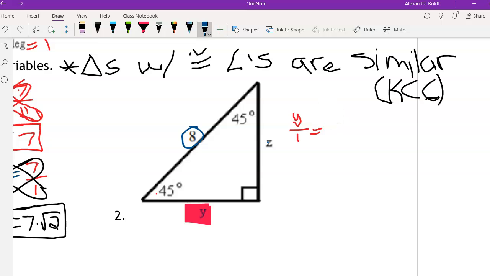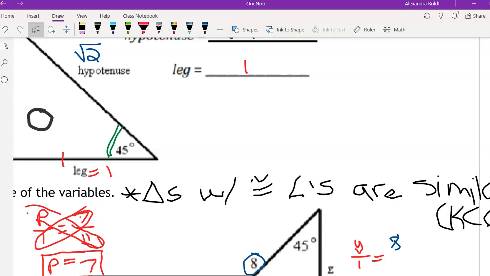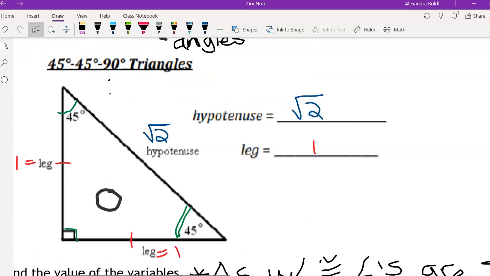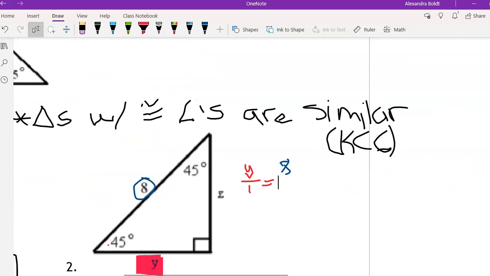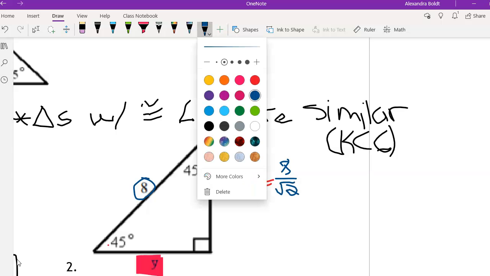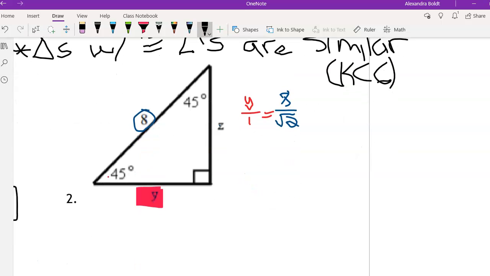Let me write that better. And then between the two 45-degree angles, right, is our hypotenuse. So it goes with square root 2. Okay, so we're kind of, again, matching up our triangles, playing our matching game. Once I have that, once again, I'm just going to cross multiply.